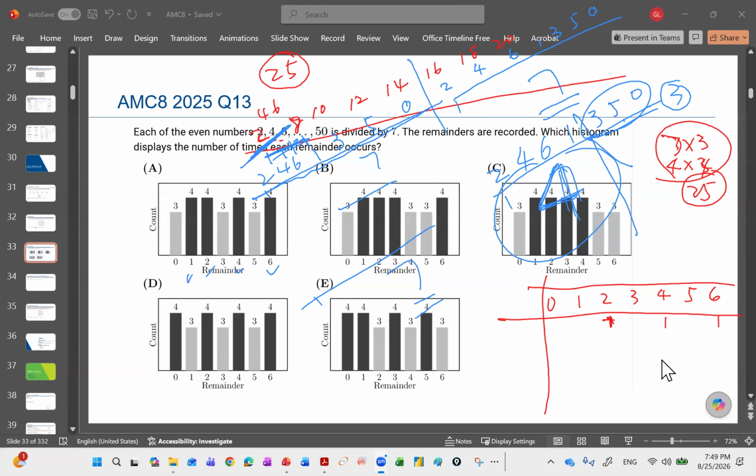Let me summarize this question. First we need to understand it. They have even numbers from 2 to 50, 25 numbers, right? And then they find the remainder and record it. The histogram displays the number of times each remainder occurs. So I find the pattern from 2 to 14 is 2461350. There's a pattern here. And then for the last one, I find which remainder did not show up again, and then I put a record here. So it's easy to find out.